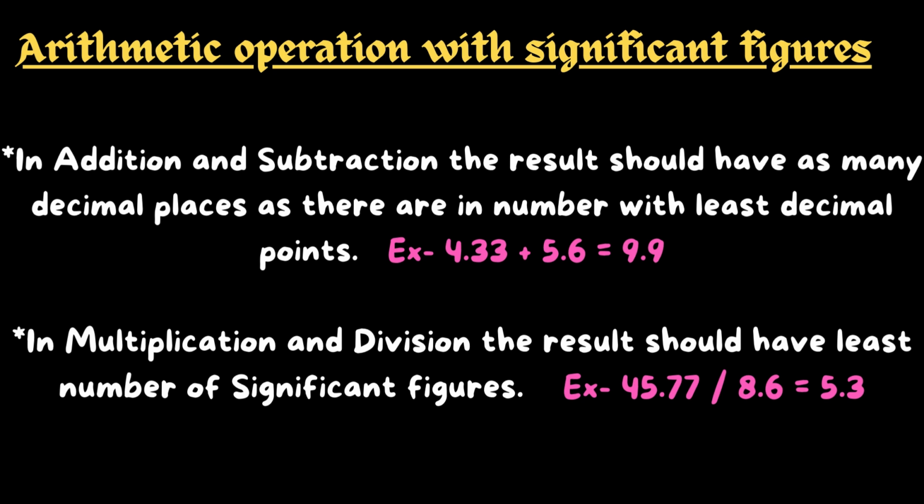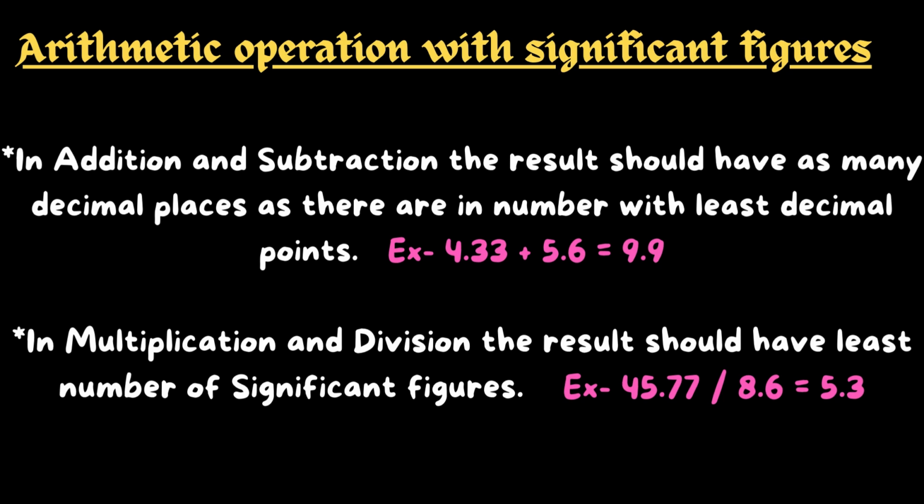In multiplication and division, the result should have the least number of significant figures. If we take the summary of these rules, we come to know that the result should always have the least number of significant figures. For example, 45.77 divided by 8.6 gives 5.3. Why do we have only two significant figures in the result? If you ask me, I would tell that as per the rule, there should be the least number of significant figures as in the question. As 8.6 has only two significant figures, I would consider only two significant figures in the result, students.